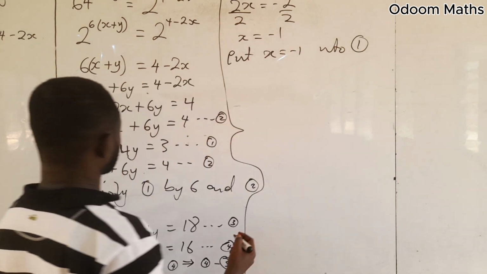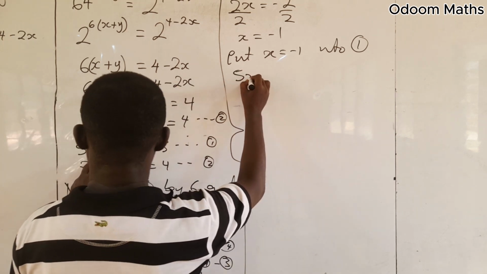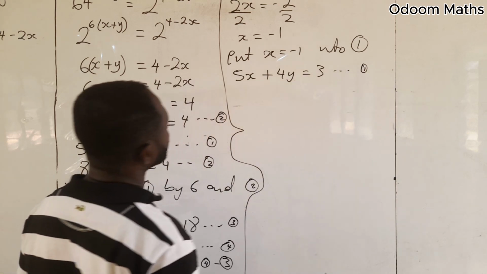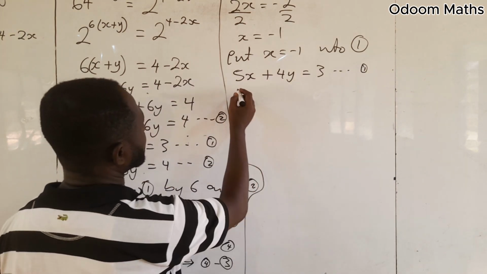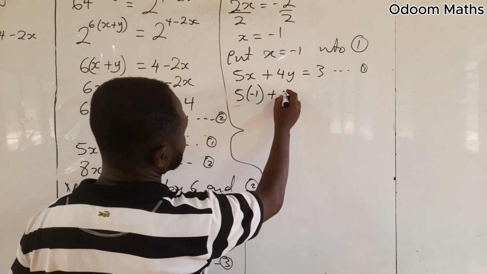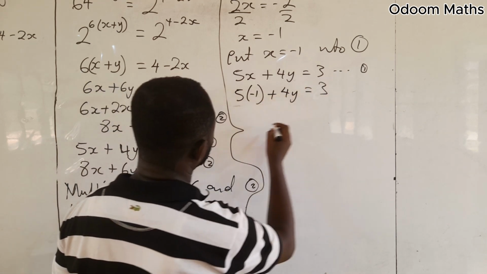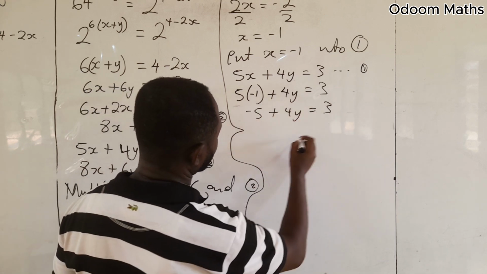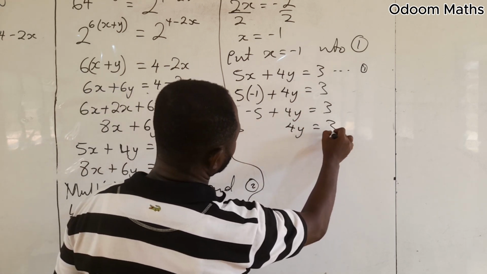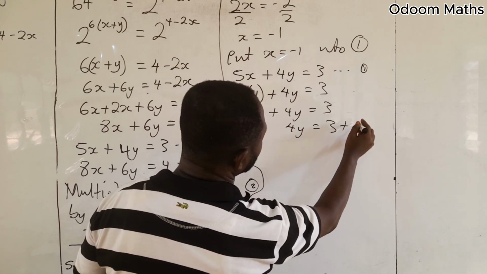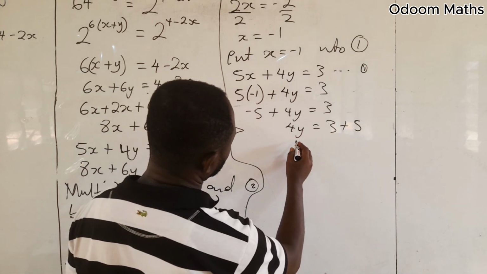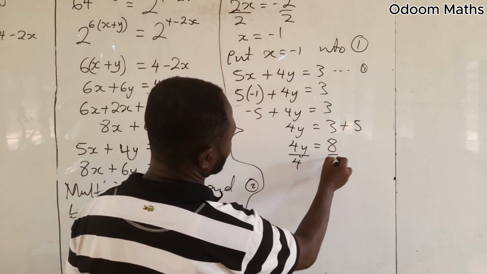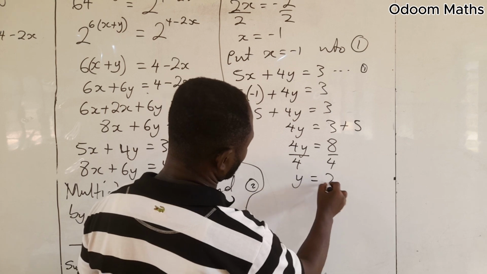Equation 1 is giving us 5x plus 4y equals 3. Where I see x, I'll put negative 1 there. So this is 5 into negative 1 plus 4y equals 3. That is going to give me negative 5 plus 4y equals 3. And then 4y becomes 3 plus 5, and 4y becomes 8. Then I'll divide both sides by 4. So y becomes 2.